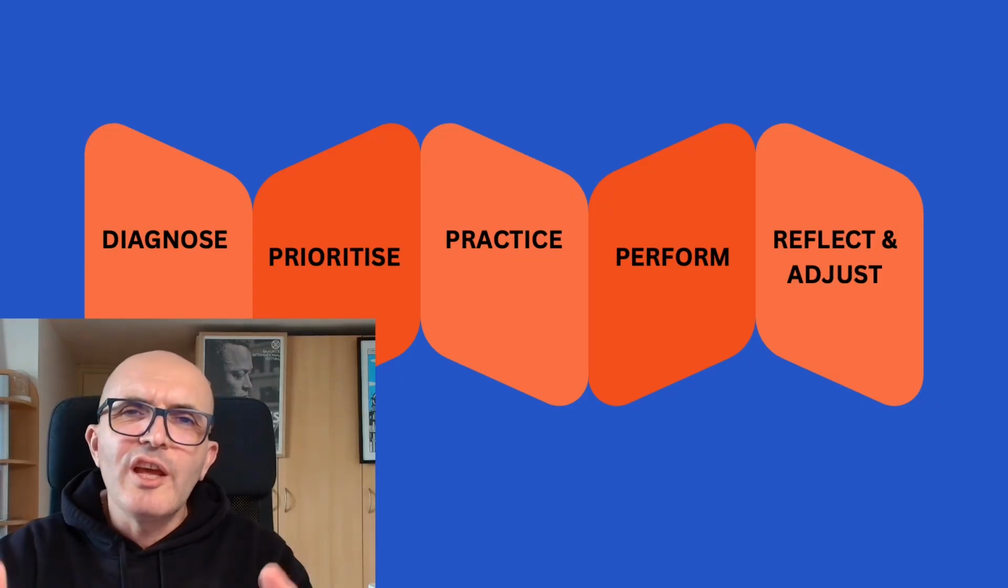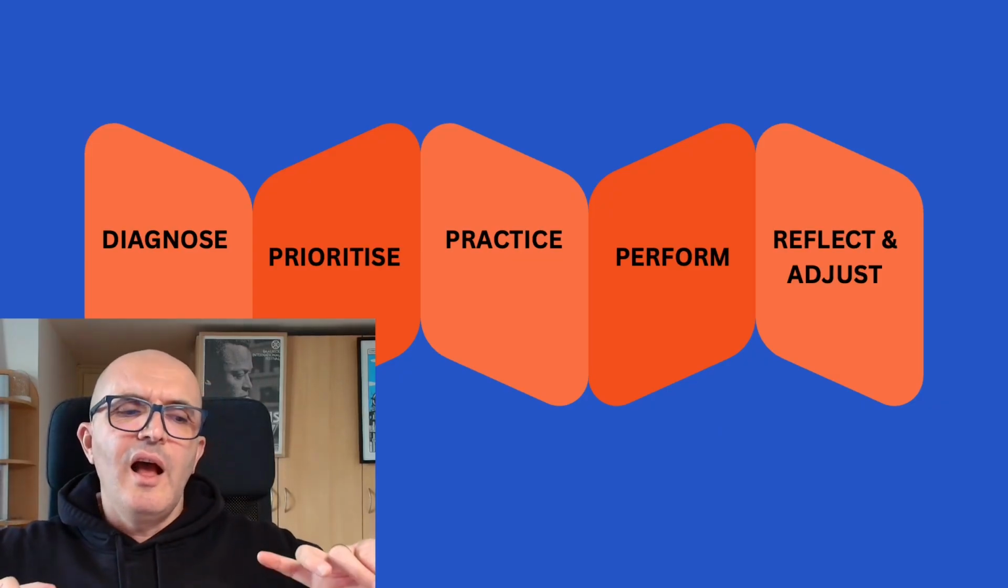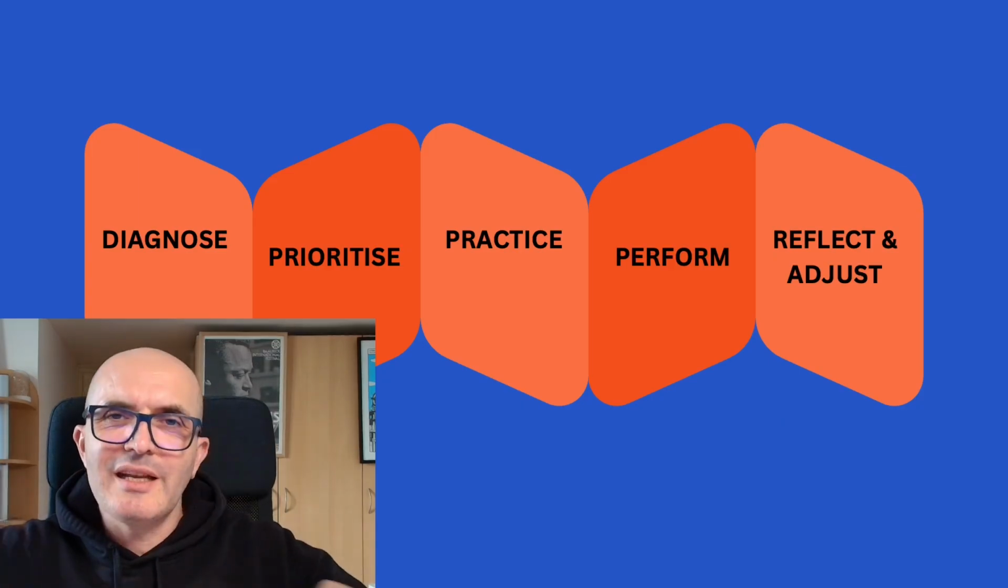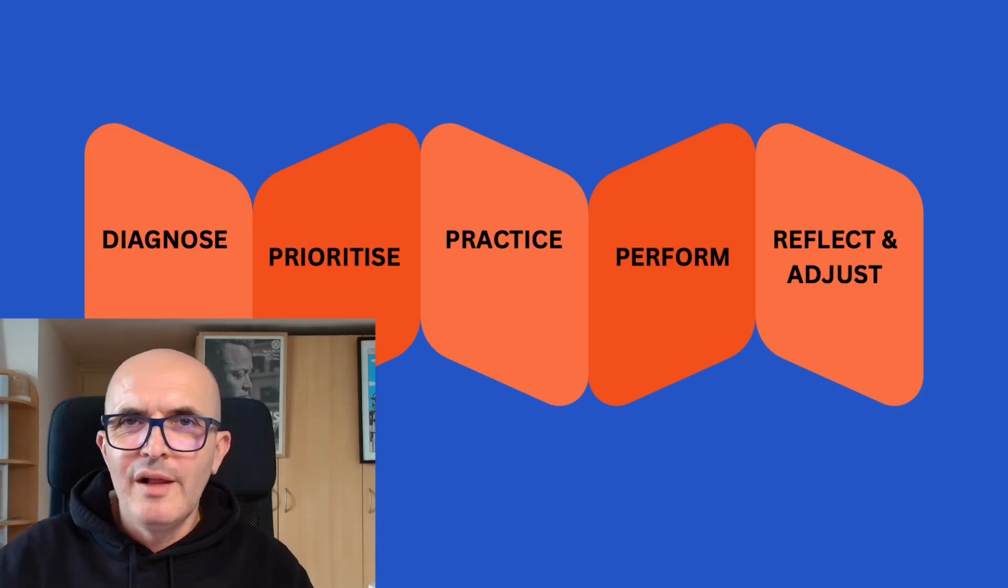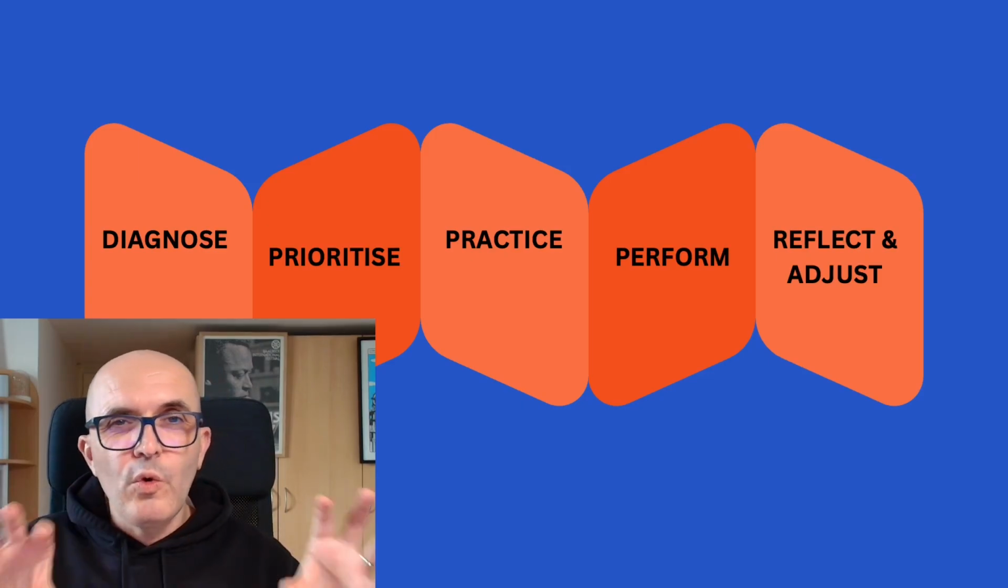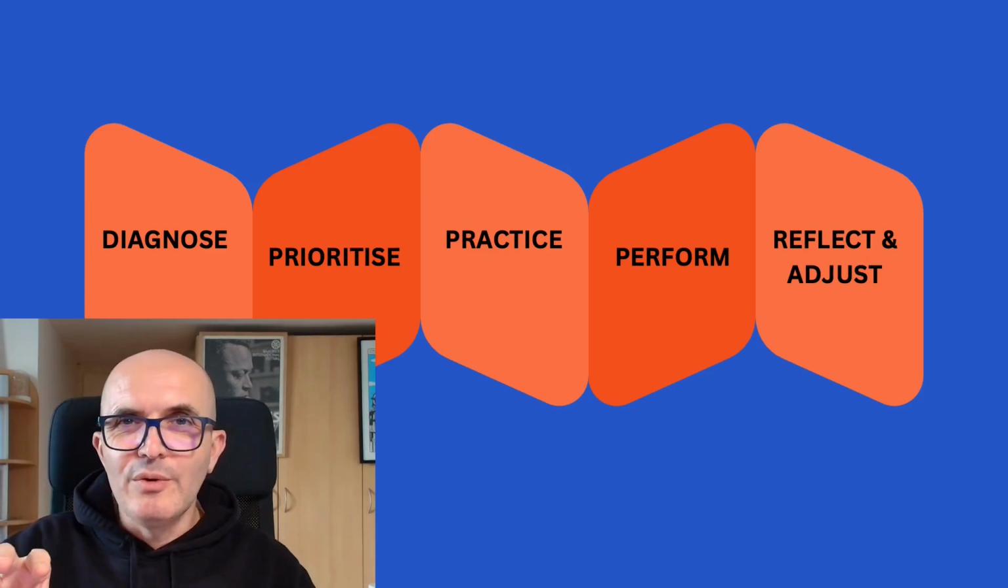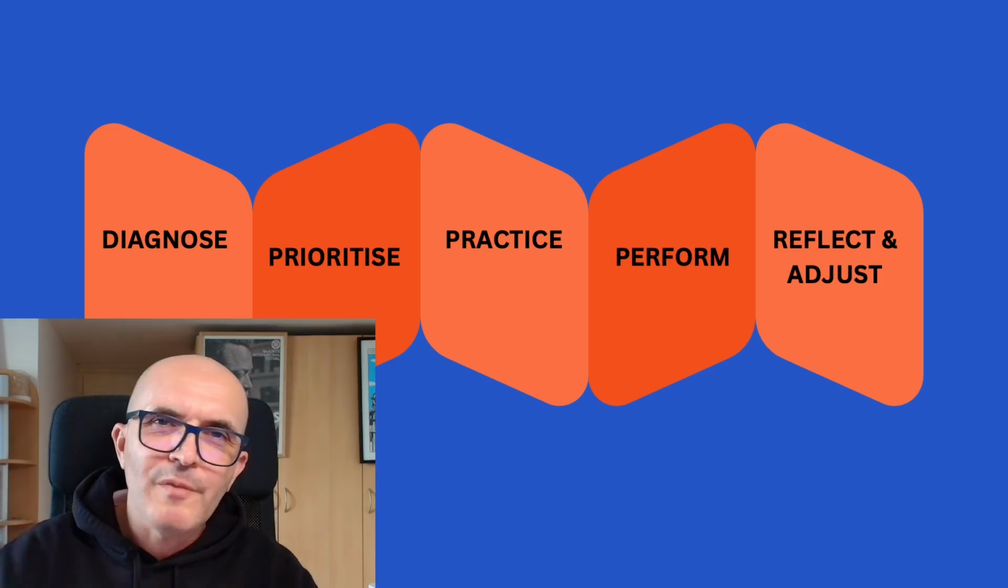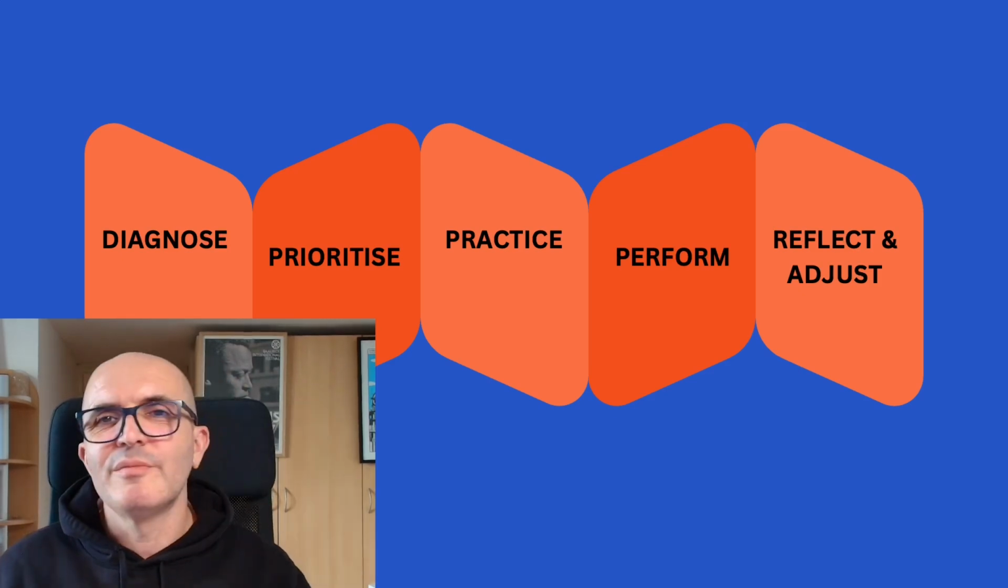All right, so those are the 5 steps: diagnose, prioritize, practice, perform, and reflect and adjust. If you and your team can do all of those things, that's a systematic way to build capacity. It's not leaving things up to chance, because you're thinking about all of the steps that you need to in order to make a change. All right, thought it might be interesting for you.